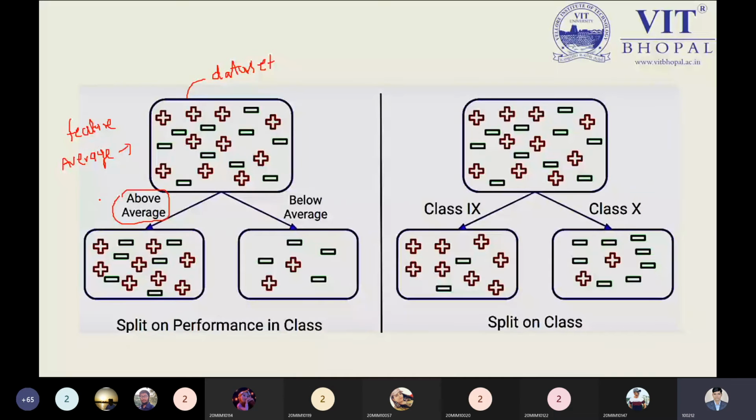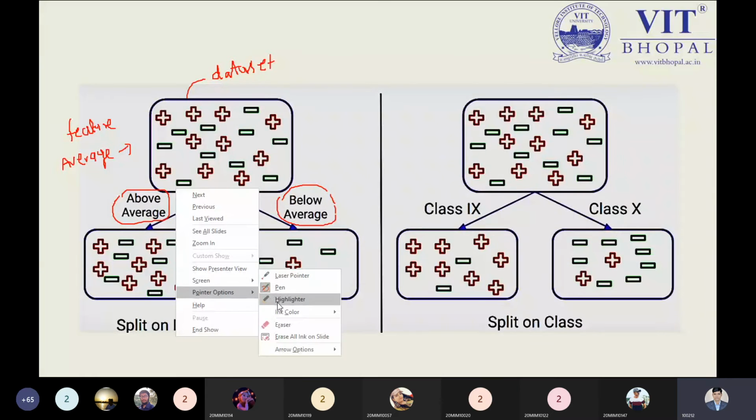Okay, so I'm using the above average. The students with above average performance will come to the left side, and the students with below average performance have to come to the right side. So we are splitting the students based on their performance in the class. That is our simple point.